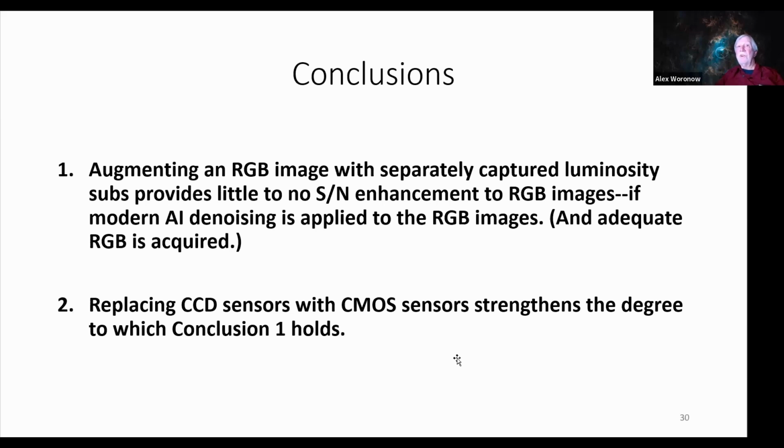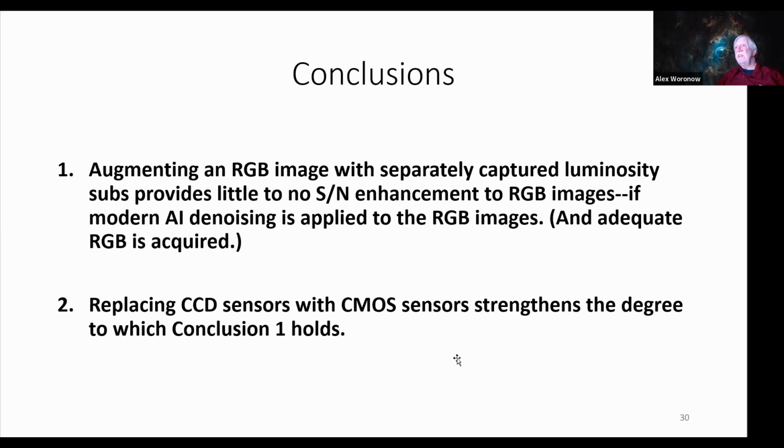Okay, my overall conclusions, so we can be done with this: augmenting an RGB image with separately captured luminosity provides little to no signal and noise enhancement to the RGB image, if modern AI denoising is applied to the RGB image and adequate RGB has been captured, so that you don't have a whole lot of noise, color noise, or what have you from some other source of inadequate capture, which would also not be removed, by the way, even if you put the L into it.